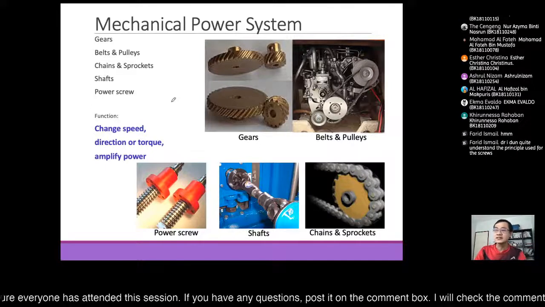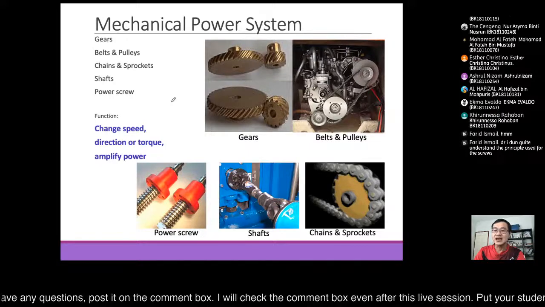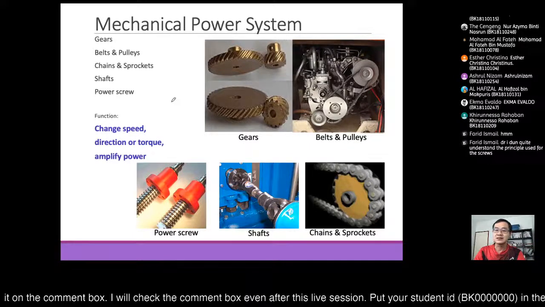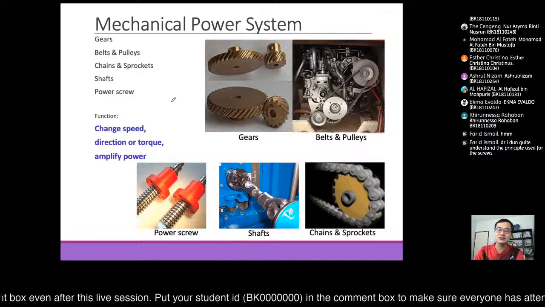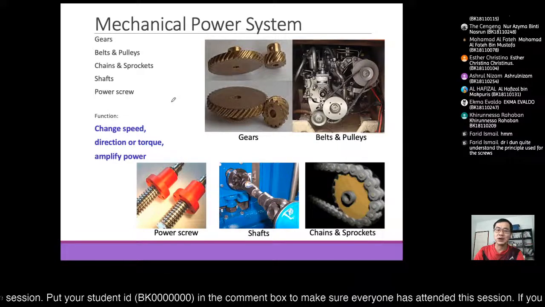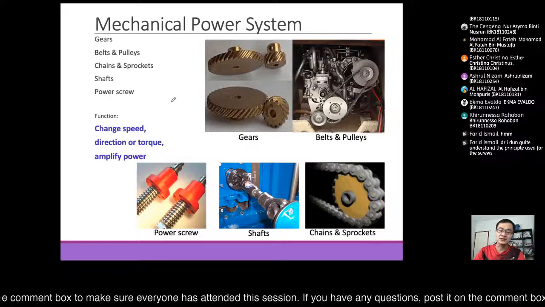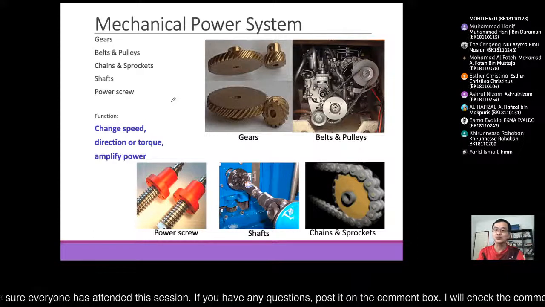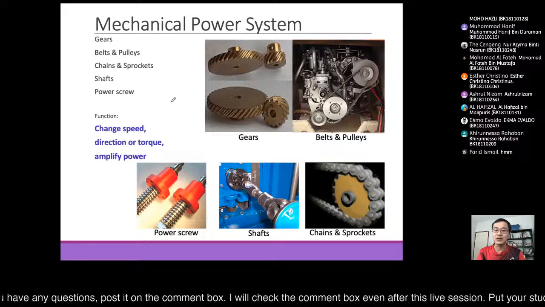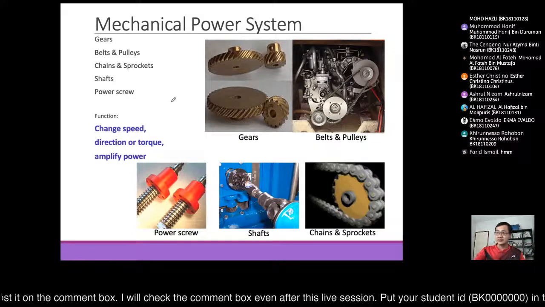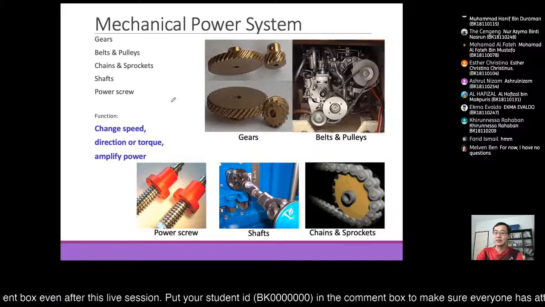So now, after the simple machine itself, we will look into their components. Again, all these components are the common components that we usually see. We will not go into those advanced or odd components, because our idea is just to introduce you to these simple parts so that you're aware of them.